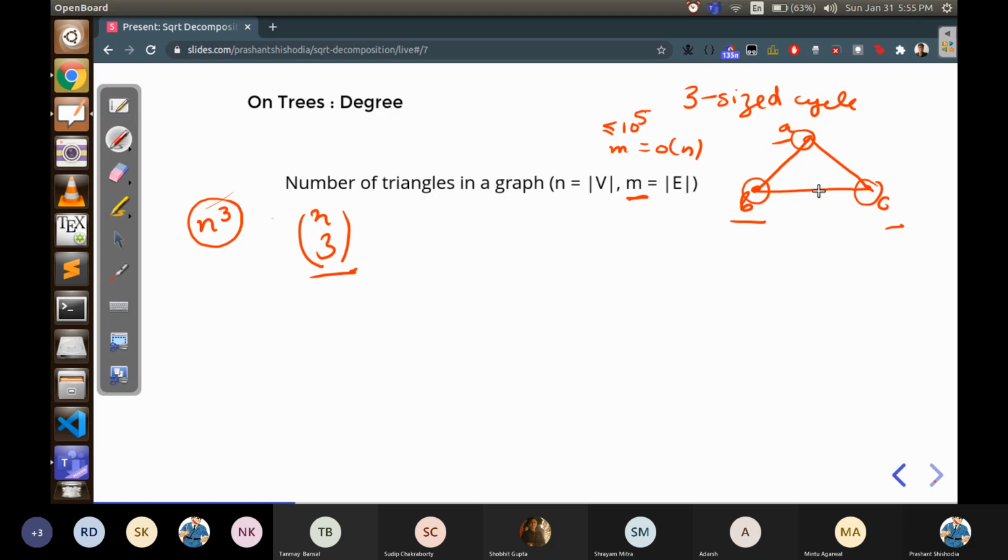But what you can do, you can fix an edge, and for each edge you check if there are any vertices for which both endpoints of this edge are connected to it. So for each edge I do O(M times N), right? M is for each edge, and then I brute force on all other vertices that can be the third point of this triangle. That's okay, right?